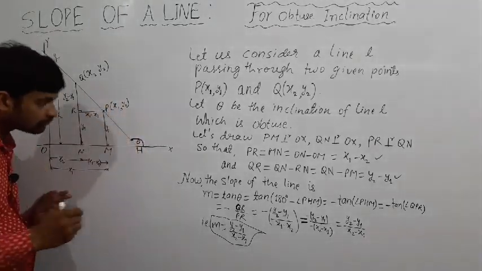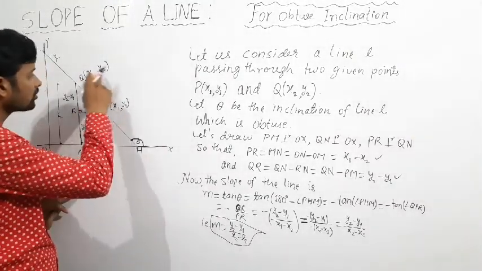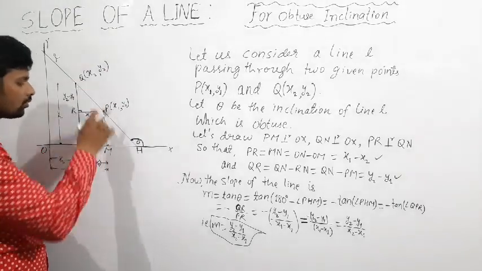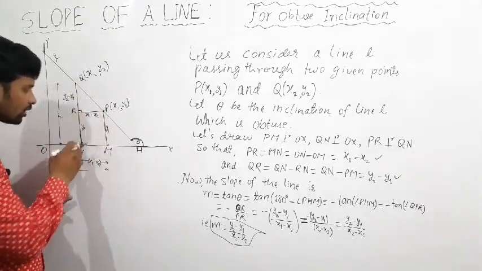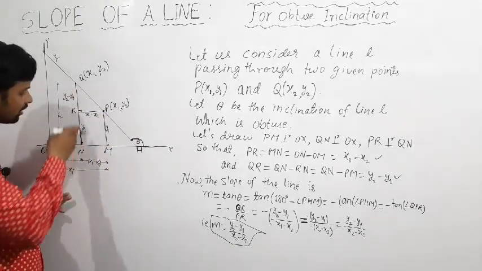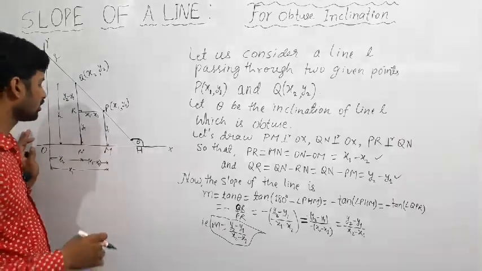Again we have two different points, x1 y1 and x2 y2. Draw perpendiculars from P and Q on OX as PM and QN, and again draw PR perpendicular on the perpendicular line, that is QN. Already drawn on OX.